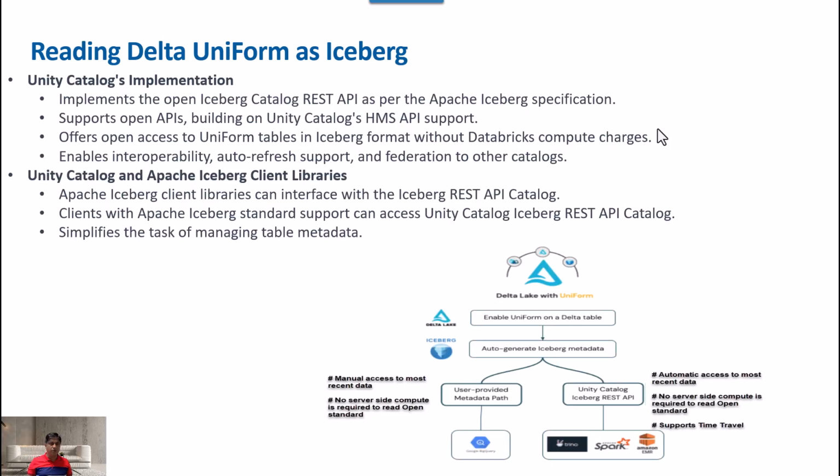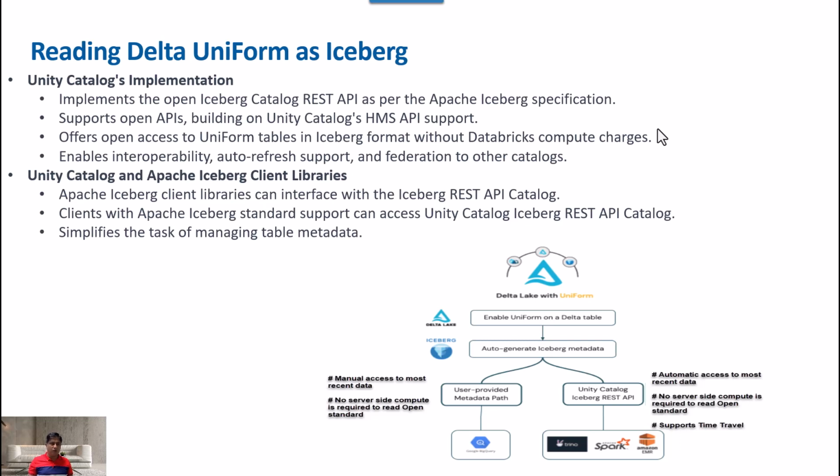Now let's understand the Unity catalog's implementation of the Iceberg client. Unity catalog implements the open Iceberg catalog with the help of REST API, and this is implemented in the Unity catalog's HMS API support. This approach offers open access to Uniform tables without Databricks compute charges, and it helps you to interoperate, with auto refresh support and federation to other catalogs as well.